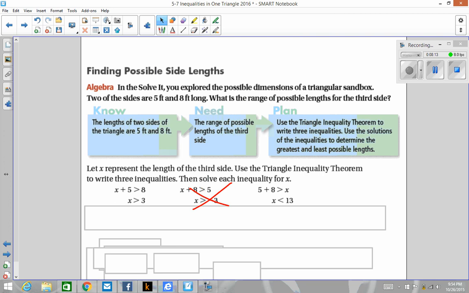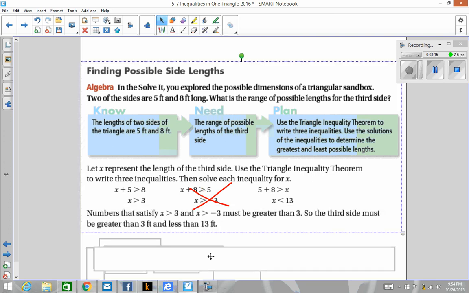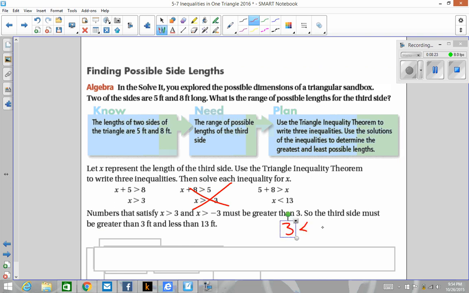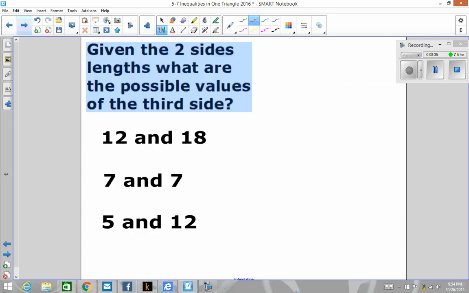than 13. And so therefore my values are from 3 to 13, and we write that as an inequality of 3 to 13. So x has got to be greater than 3 but less than 13. Now it's not equal to 3 and it's not equal to 13. All right. Okay, so determine the values of these sides right here. And so I'll let you do these and I will check these when you come to class.